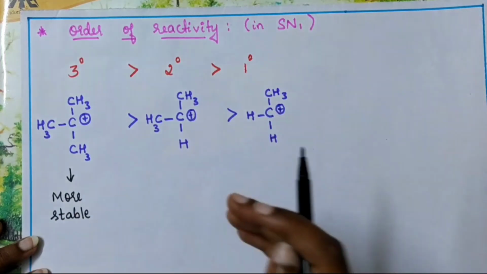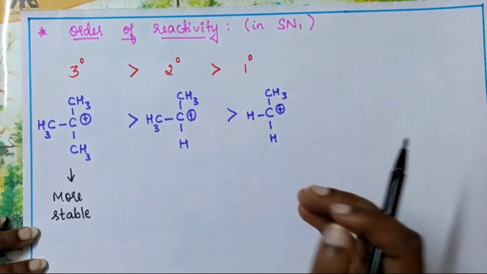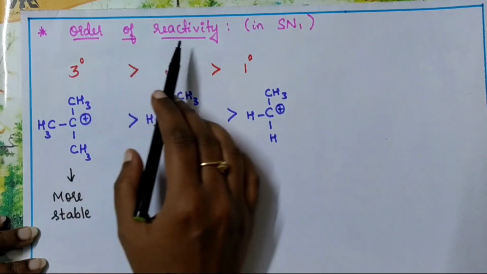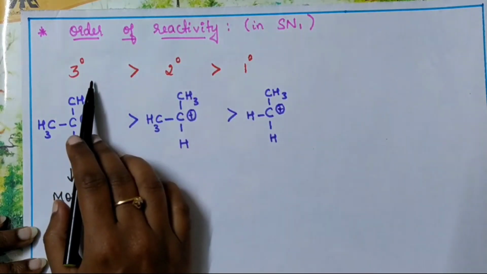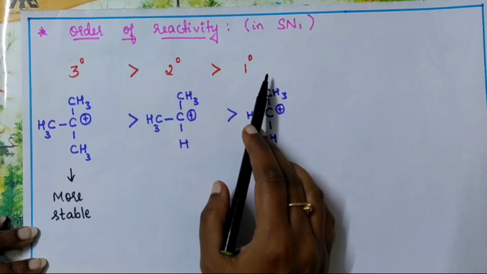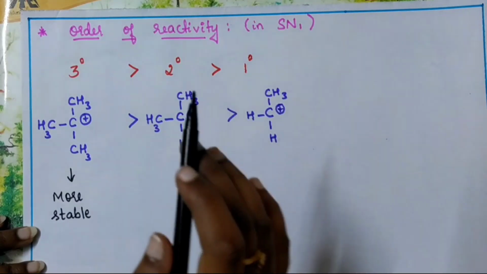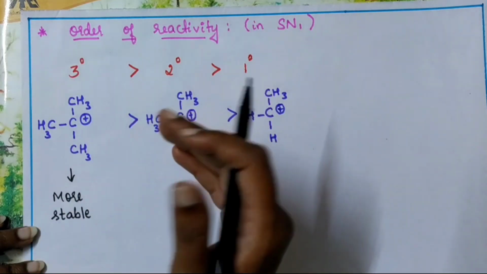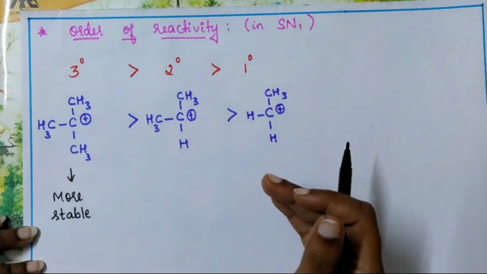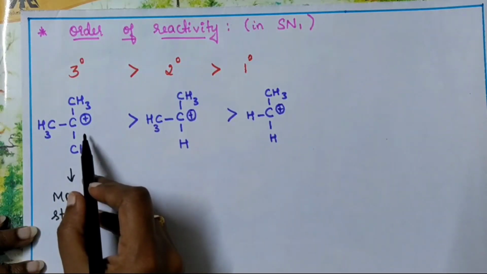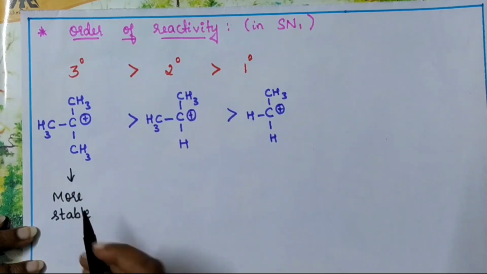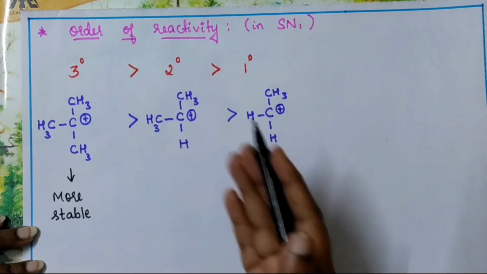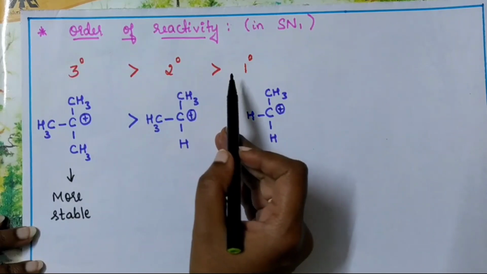This is very important: whenever they ask you to write the reaction and mechanism for SN1, you must also include this order of reactivity, that is tertiary greater than secondary greater than primary. For your competitive examinations, it is also important to know why tertiary favors SN1 rather than secondary and primary. It is because the tertiary carbocation is more stable, or highly stable, compared with secondary and primary. That is why the order follows this way. Understood?